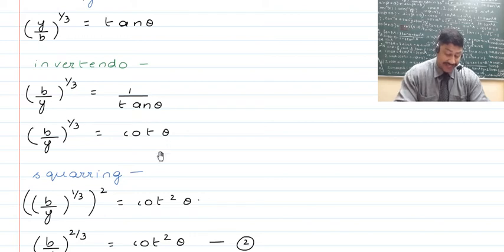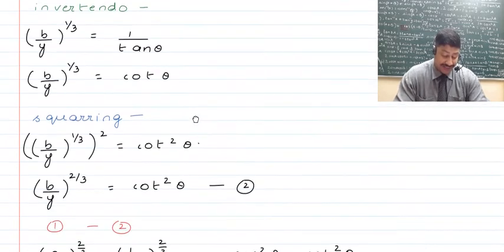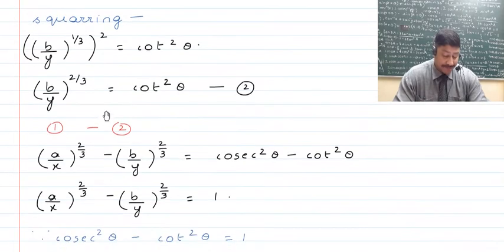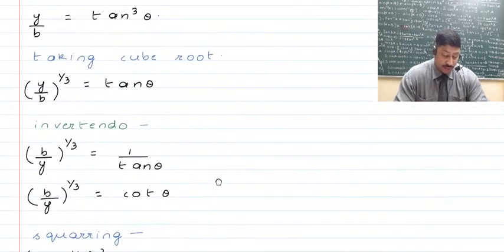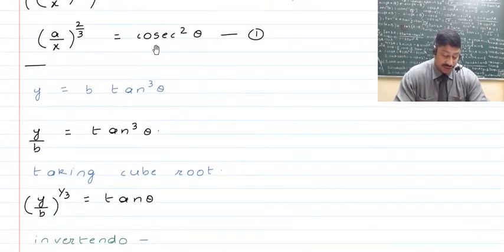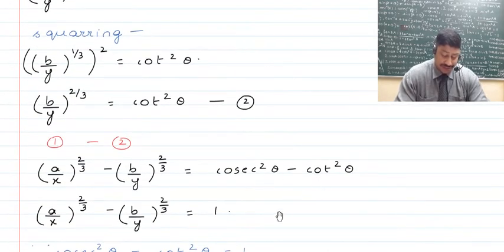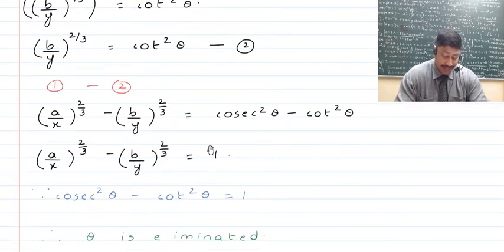Now 1 upon tan theta is cot theta, that is what we have on the right hand side. Then we square both the sides so that we can get to cot square theta. So cot square theta becomes equal to (b upon y) raised to the power 2 upon 3. Now if from the first equation, which is in terms of cosec square theta, we subtract the second equation, which is in terms of cot square theta, so cosec square theta minus cot square theta will give us 1, and on the left hand side you will get (a upon x) raised to the power 2 upon 3 minus (b upon y) raised to the power 2 upon 3, right?